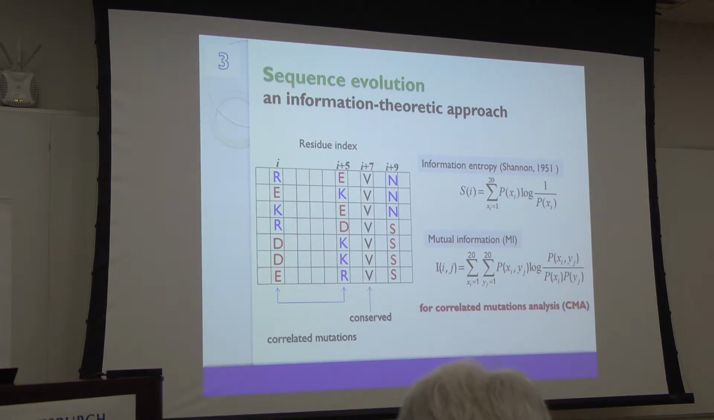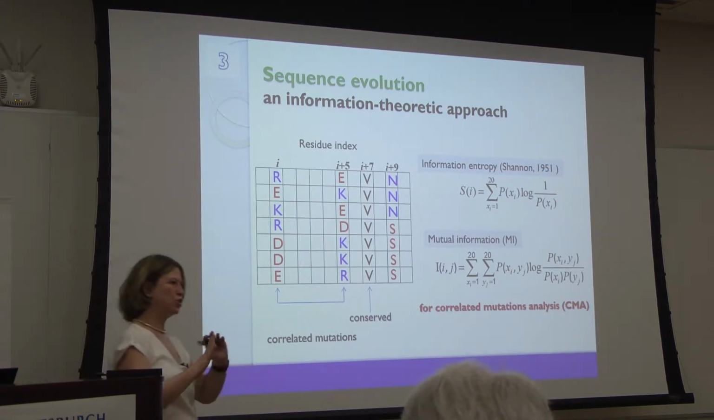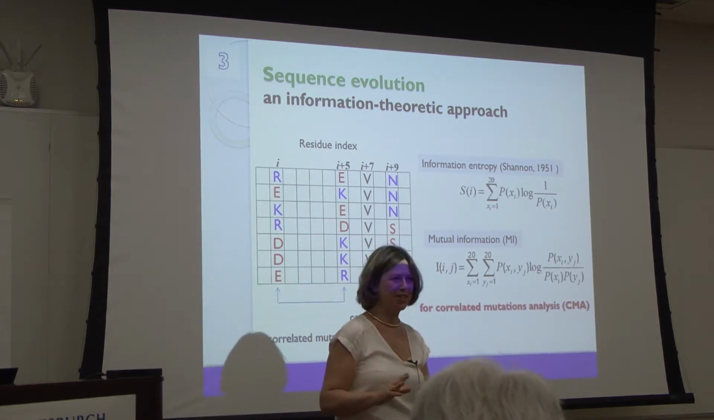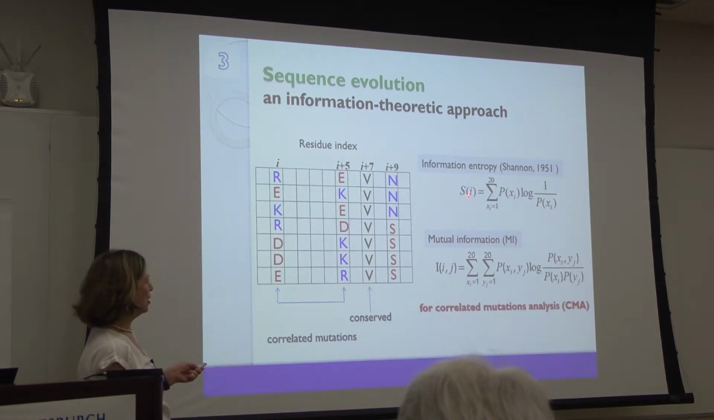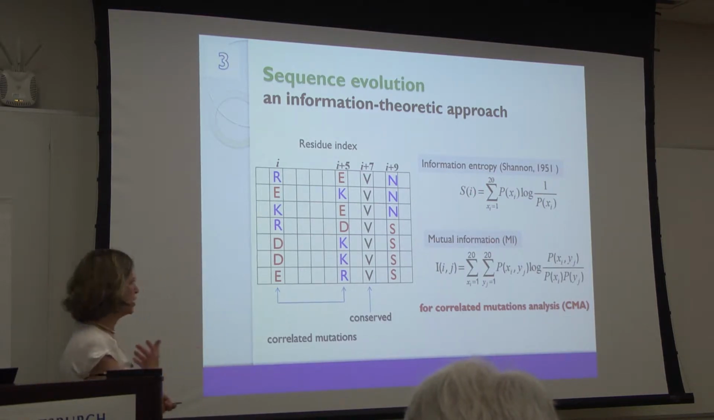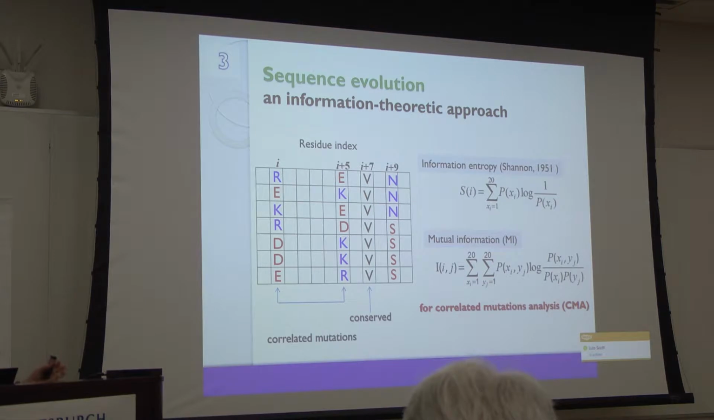So these are the two most widely used, most essential metrics as measures of conservation. The higher the entropy, the lower the conservation. Or the higher the mutual information, the higher the coevolution signal. Now, people, of course, have derived many new methods to improve these things, but this is the basic logic. All the rest is incremental. That's the essential thing.